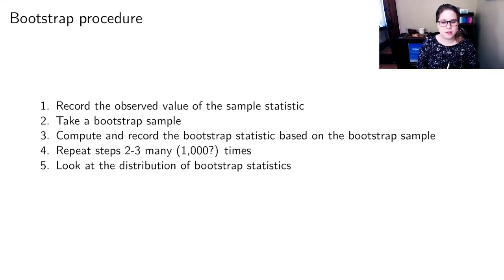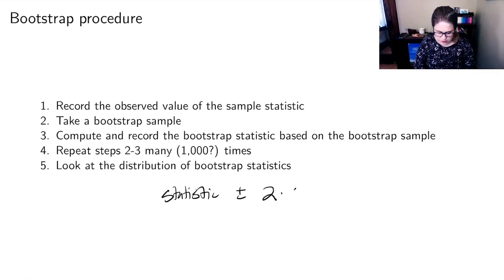And then we're going to look at the distribution of bootstrap statistics. And we could either just look at the middle 95% and use the 95% rule, or we could be more accurate and look at that standard error that StatKey computed for us and use that with our statistic plus or minus 2 times the standard error formula to come up with a more accurate confidence interval.